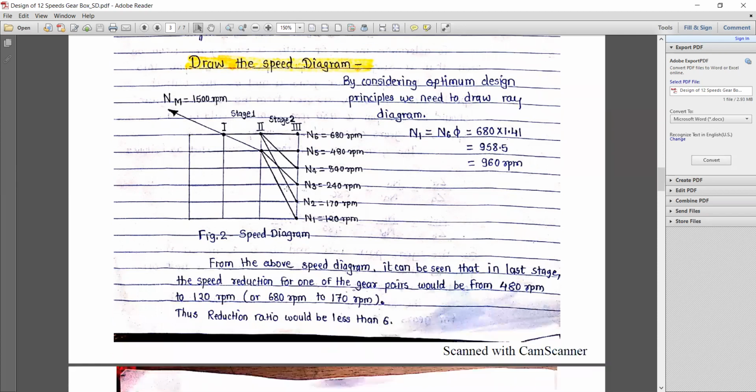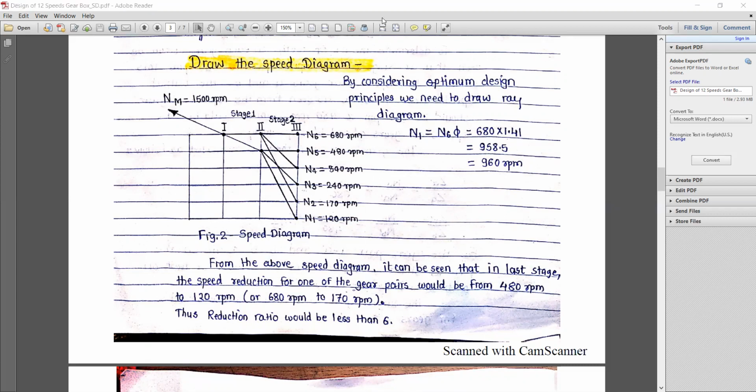Okay. Now next, to draw a spindle diagram, the speed diagram. This diagram gives the actual data of the RPM, or you can say the spindle speed, of the output stage. Now, by considering the optimum design principle, we need to draw a ray diagram. You can say a ray diagram or speed diagram; both indicate the same values. Okay, how can we see?